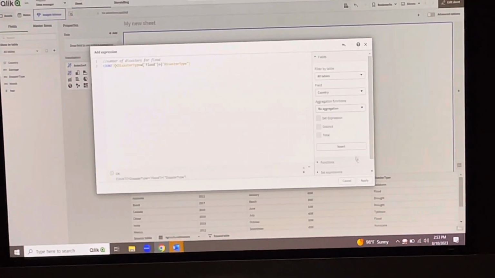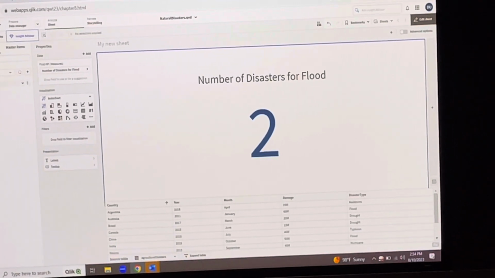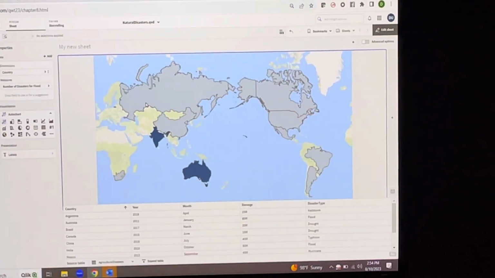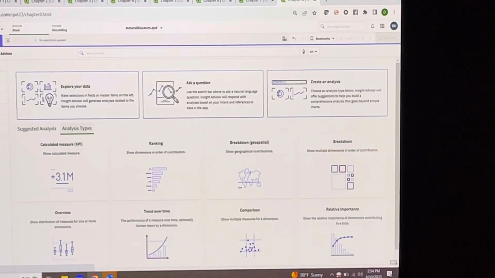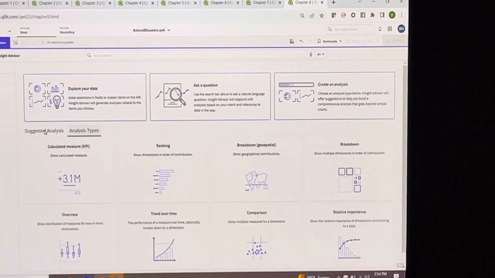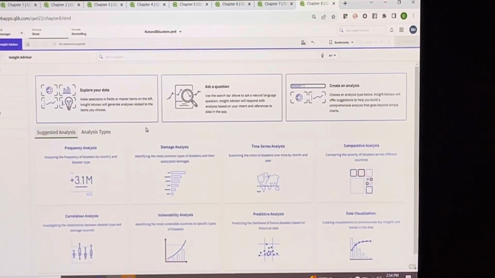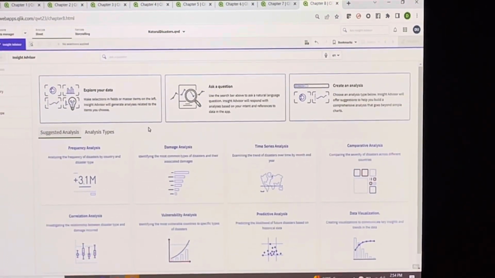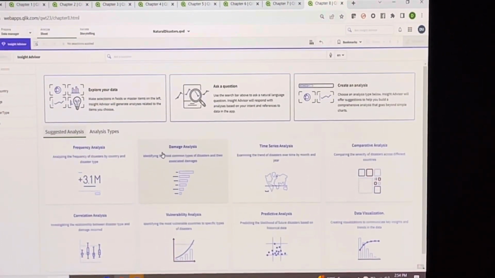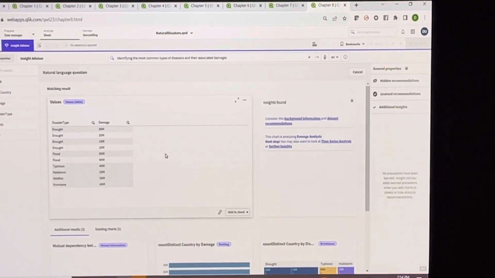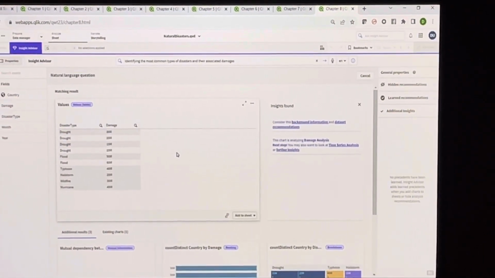So I'll close out of that, apply that, and let's see, we'll add in country here too. So I've started creating my visualization. I want to go back to Insight Advisor. And then the last thing I just want to show from a generative AI perspective is how it can also help augment a lot of the visualizations and the explanation around the data as well. So I'll select damage analysis here so I can get a better understanding of how different events are affecting agriculture.